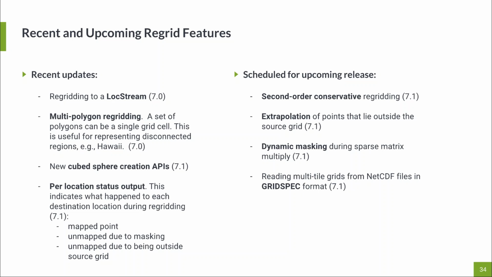Things that are scheduled for the upcoming release are second order conservative, an extrapolation option, and dynamic masking. The masking I mentioned before is completely static. It's set before you compute the interpolation weight matrix. So if you have a mask that is changing over time, say ice is melting, and so a point that used to be ice is no longer ice, you need to change that mask dynamically. That's a new feature which will be supported in this upcoming release. And then reading multi-tile grids from the GFDL GRIDSPEC format will be part of 7.1.